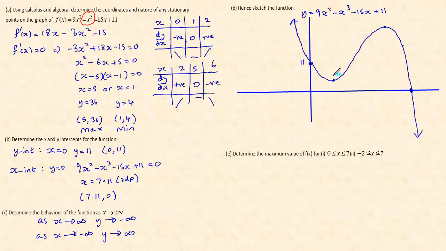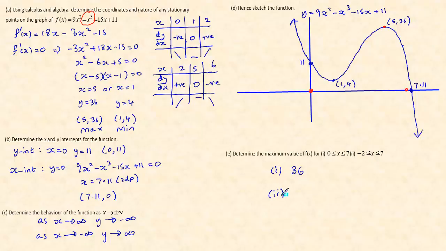So this is 11. Let's just put these points on that we know. This one is (1, 4). This one is (5, 36). And this one is 7.11. We now want to determine the maximum value of the function in these two domains. So 0 to 7, well, 0 to 7 is sort of here to here, and we can see the highest point between those is at this maximum point. So for part 1, we can say that 36 is the maximum value of the function.